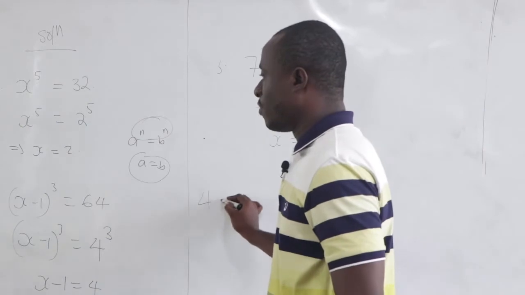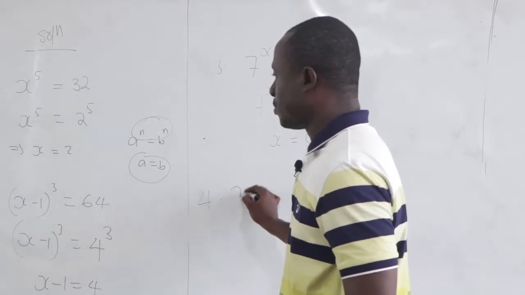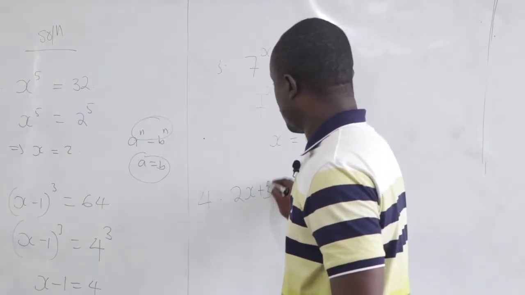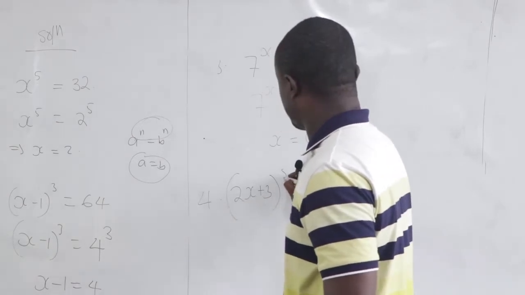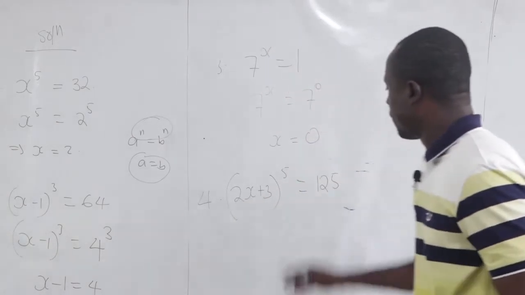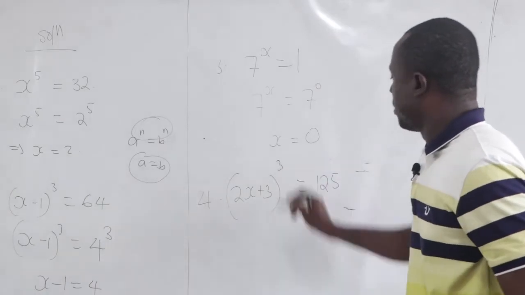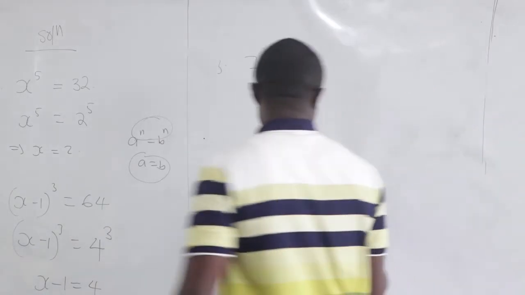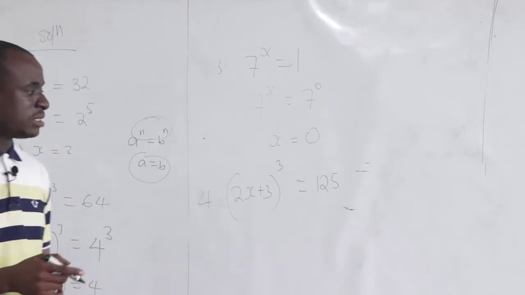Now let's see the fourth one. We have 2x plus 3, all to the power 5, equal to 125. Now this is to the power 3. Now here we can make the exponent the same.